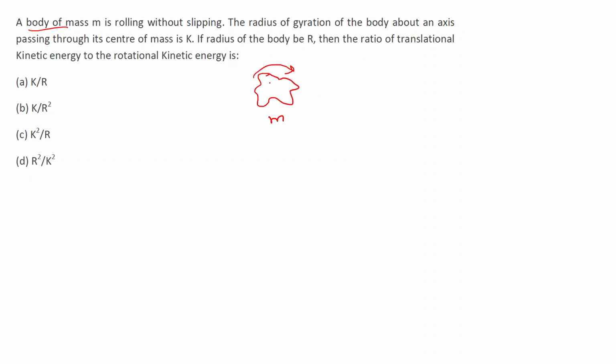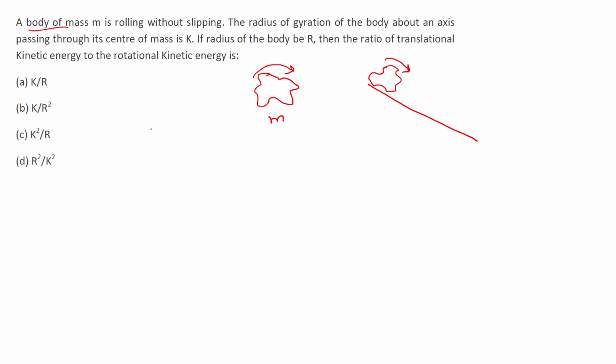This means it is rolling without slipping. Most probably, I think it's like this, so that the body is here and it's rolling, as well as doing some translation also, right? It will keep on rolling and come down. So we have been asked to calculate the ratio of translational kinetic energy to rotational kinetic energy.